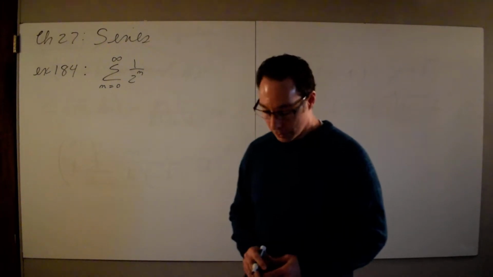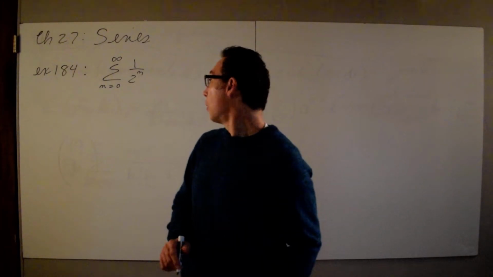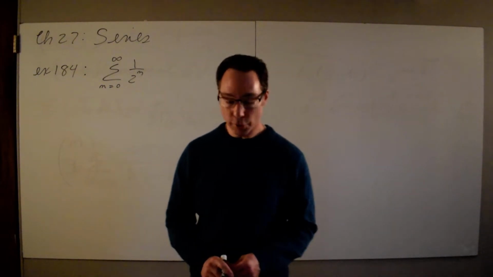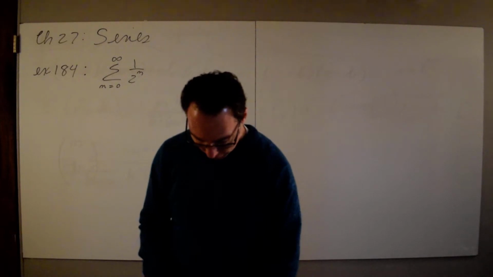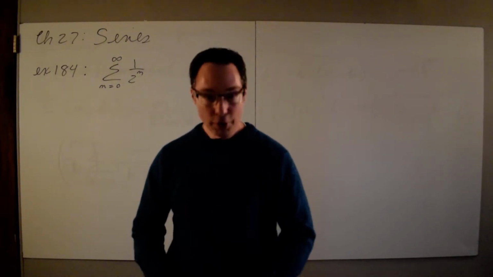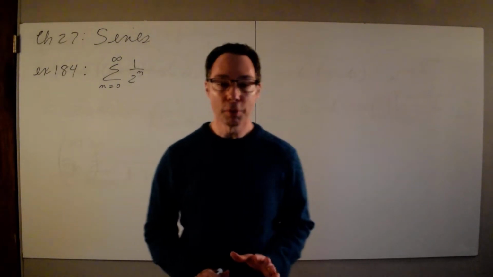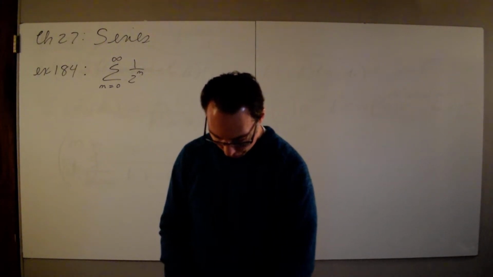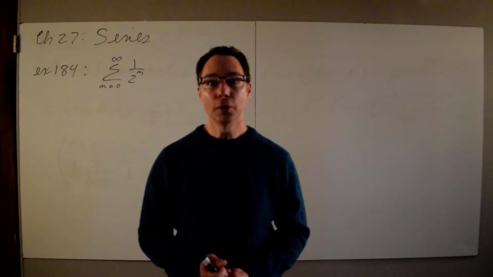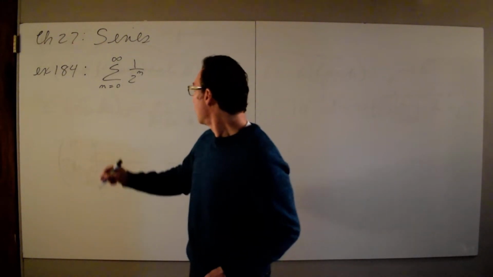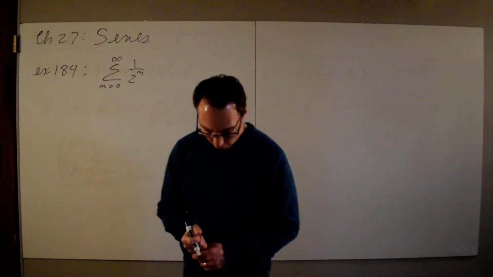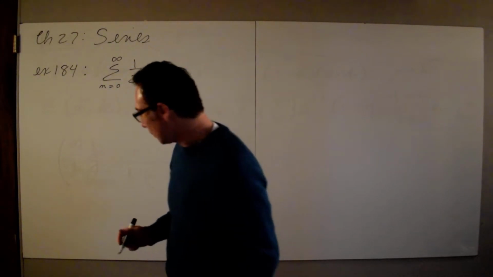This video is on chapter 27 on series, and we are going to look at several examples and one theorem in this chapter. So again, you have the notes in front of you. At this point, I am assuming you have studied the definition of what a series is and the notation. So we get to example 184. We have the series, the sum n equals 0 to infinity of 1 over 2 to the n.